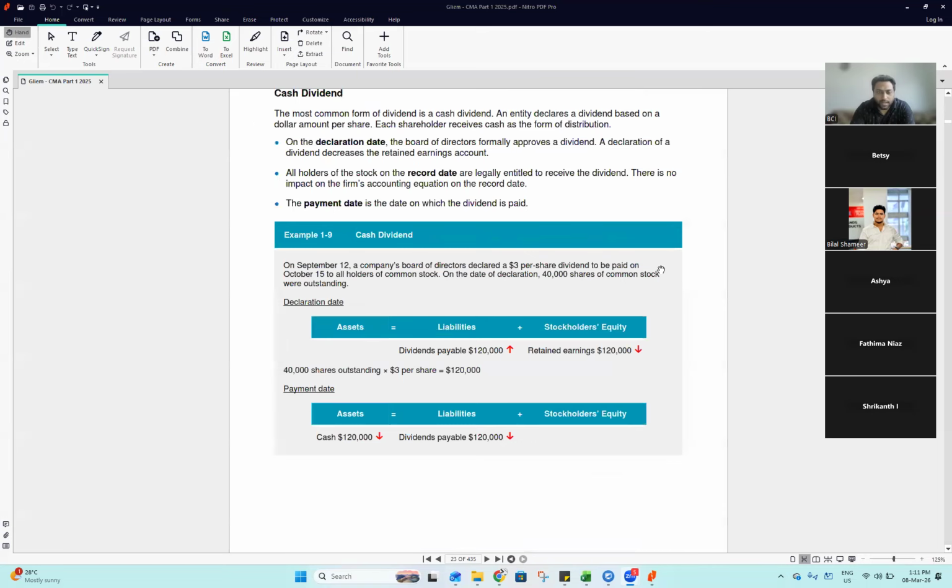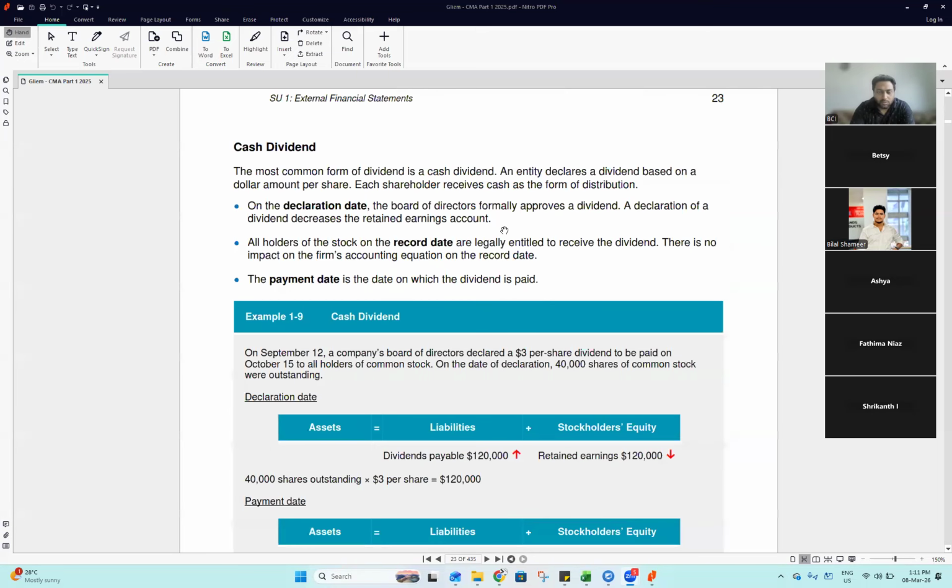Now coming to the cash dividend. So in companies, we share our profit as dividends. Now, when it comes to dividends, they can be paid in many ways. Usually, companies pay dividends in cash. So, coming to the cash dividend.